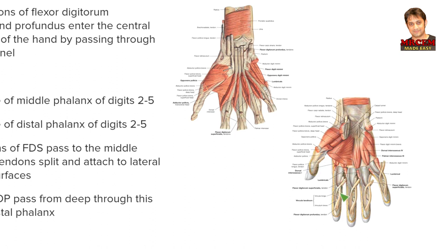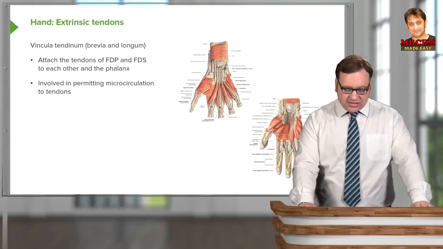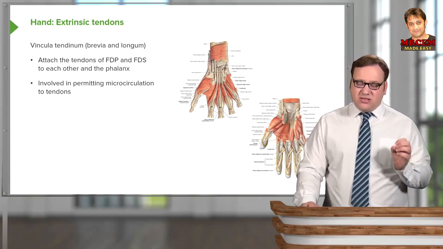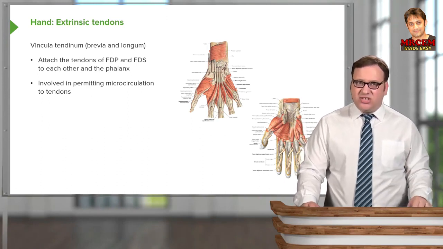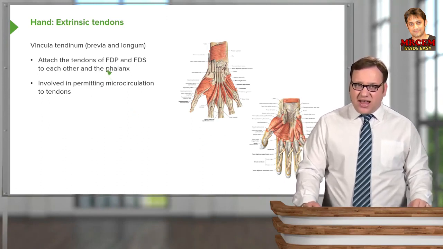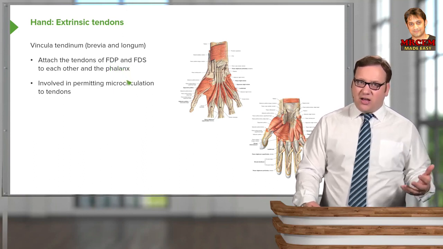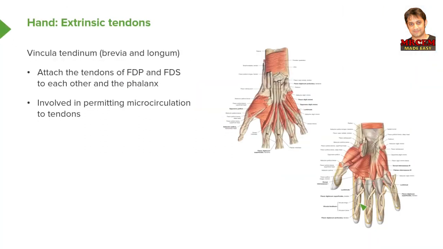And this enables the tendon of FDP to pass to the distal phalanx. We also have some vincula tendinum. We have 2 of these, and these are very small little slips of tissue, and they actually attach the tendons of FDP and FDS to each other and also to the phalanx. We can see these small little tendinous slips. We can see them passing down here.